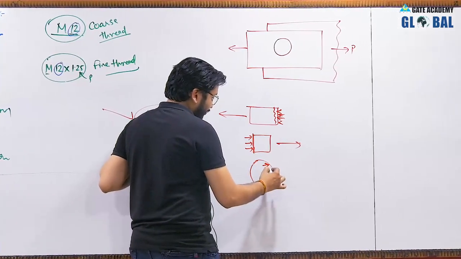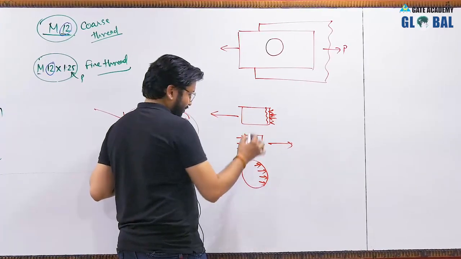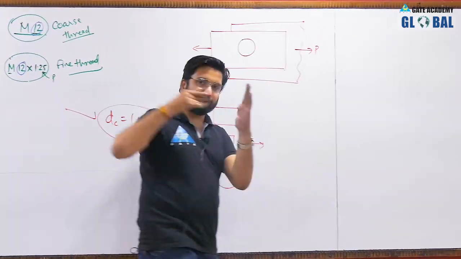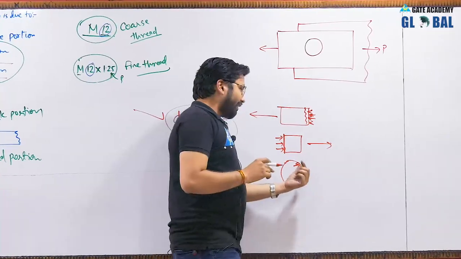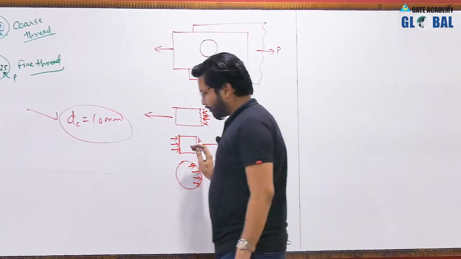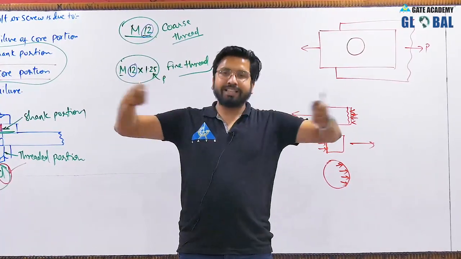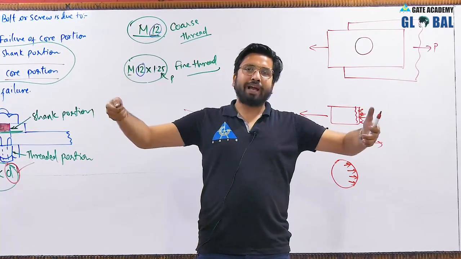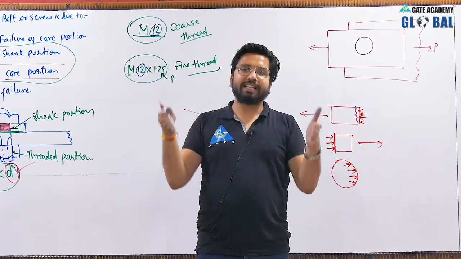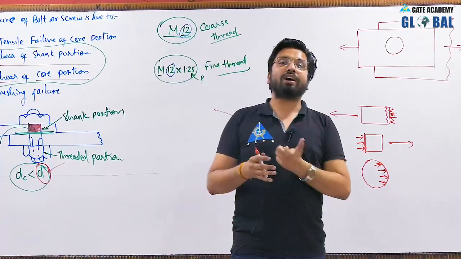That means if a compressive force is acting over the surface, compressive force meaning the force towards the surface, then this will increase the diameter of the hole. This compressive stress will increase the diameter of the hole. As a hole is there and you are pulling the plates apart, definitely the diameter of the hole will increase. And due to this increase in diameter, there will be loosening of the bolt.